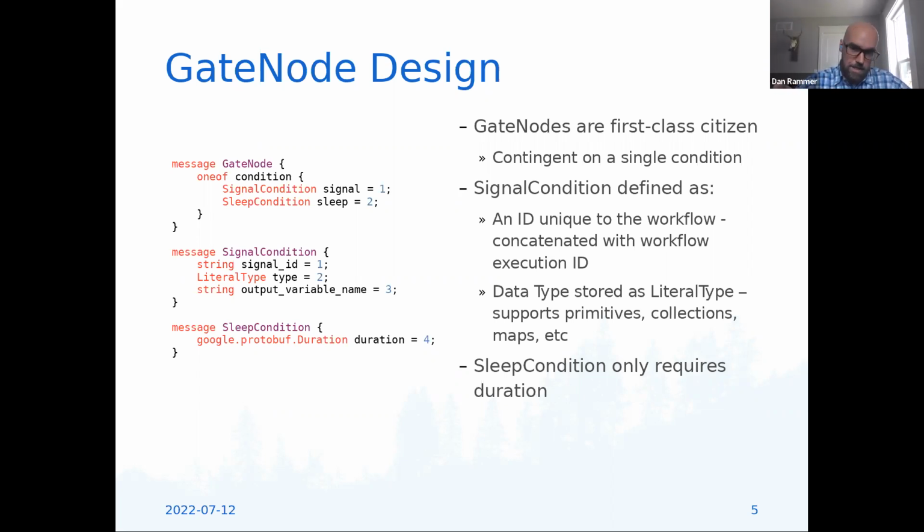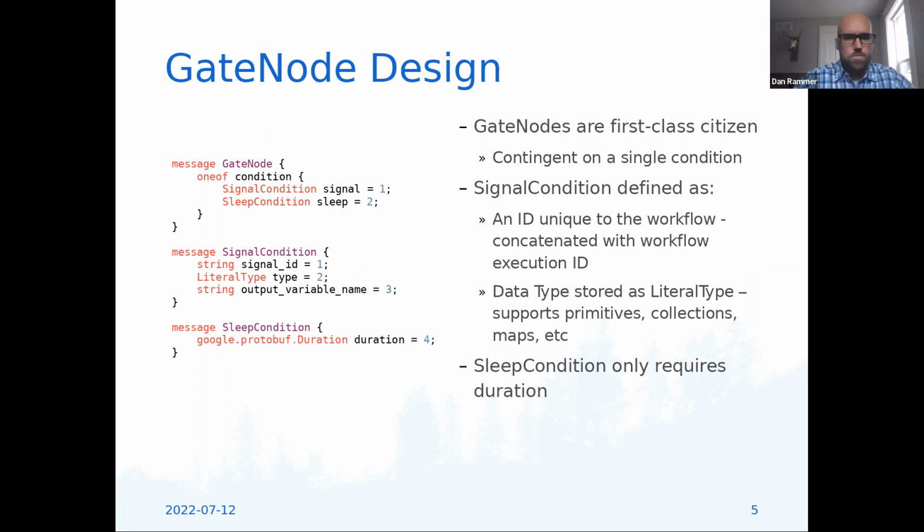We are storing that as a literal type in our Flyte IDL proto message. And so it's important to note that this supports all kinds of data, primitives like integers or strings, and collections of data if you want lists of values, maps, and you can nest these things as well. You could have a map where a value is a list of data. So very, very flexible on what you can pass into the workflow as a portion of a signal.